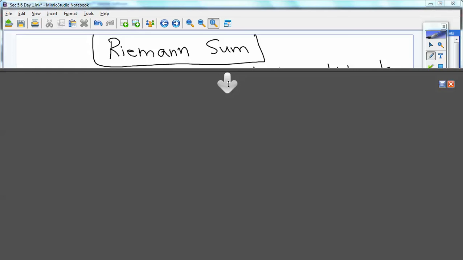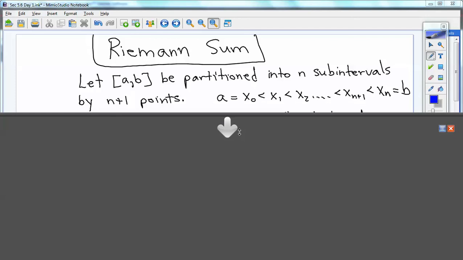Okay? All right, so a Riemann sum is this. Let the interval AB be partitioned into n subintervals by n+1 points. We just talked about that. We just did one where we divided it into 4 subintervals using 5 points. So that's where that n+1 comes in. A is the left edge, which we're going to call x sub 0. Since we have n+1 points, we have to start counting at 0, and we want to end at n, and that'll give us n+1.